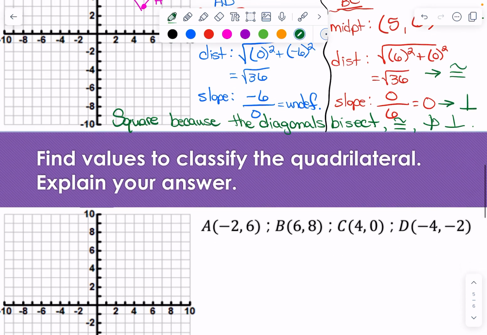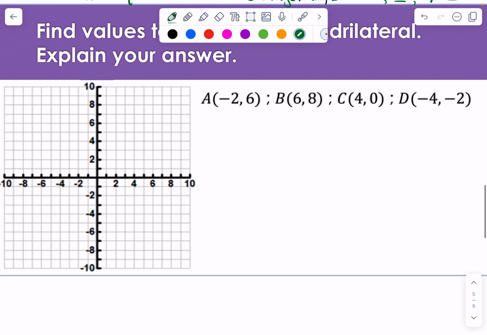Okay, so let's try this last one here. Again, I'm going to start off graphing -2, 6. That's going to be A. B is at 6, 8. That is B. C is at 4, 0. And D is at -4, -2. Okay, so there we have it. So here I know that my diagonals are AC and BD.